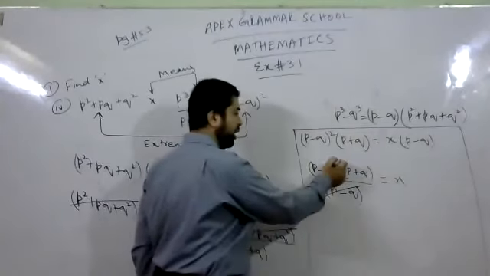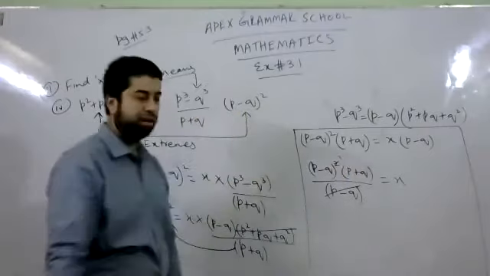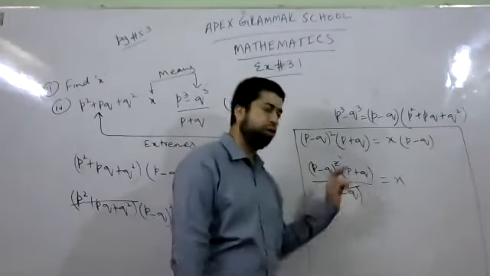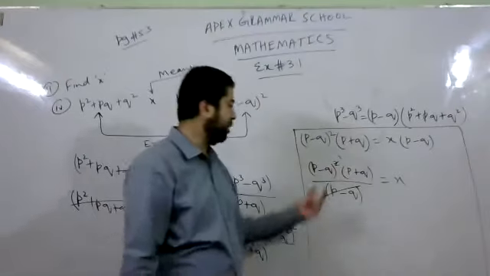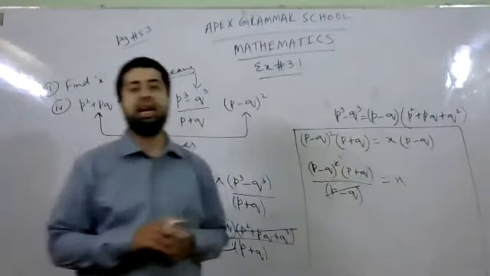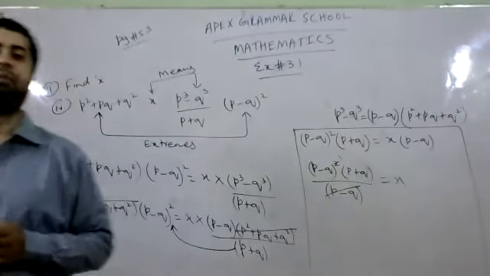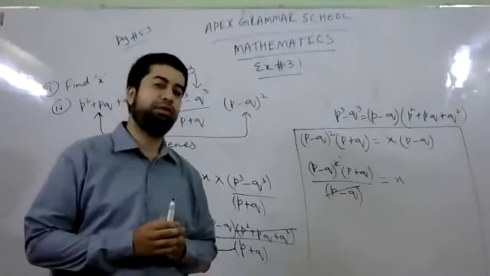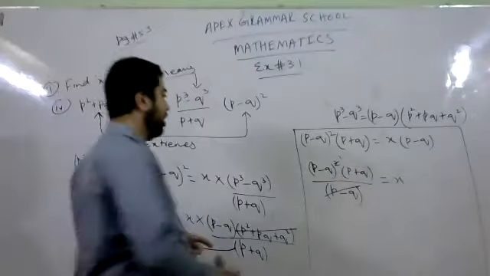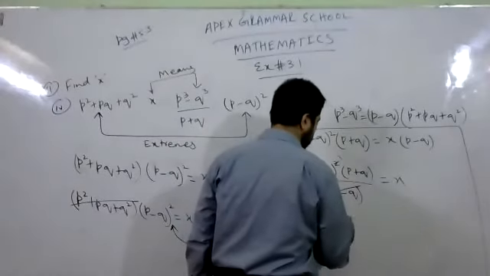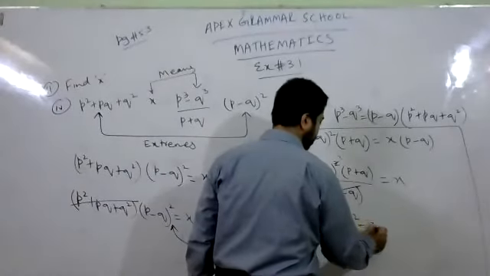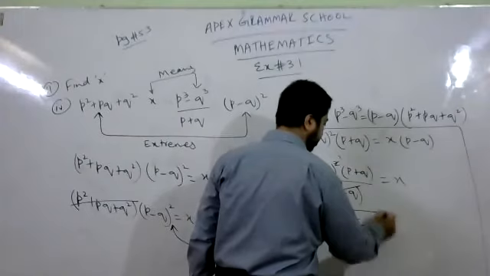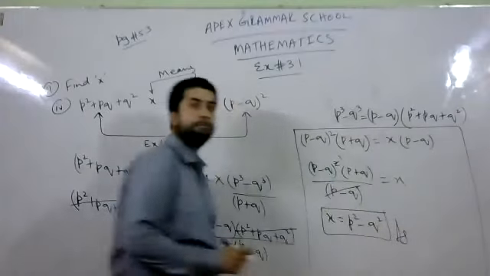This p minus q will cancel one of the powers, so you are left with p minus q into p plus q. You know that p minus q into p plus q makes a formula of the type a plus b into a minus b. So a plus b into a minus b makes a square minus b square. So you can write it as p square minus q square. And that's it.